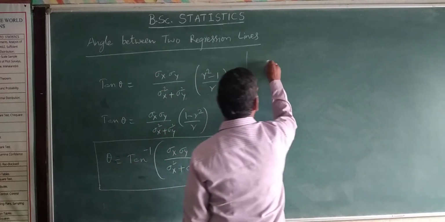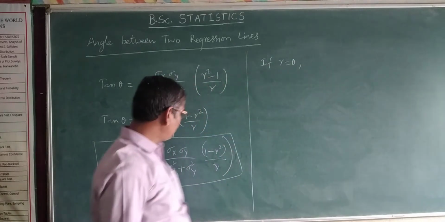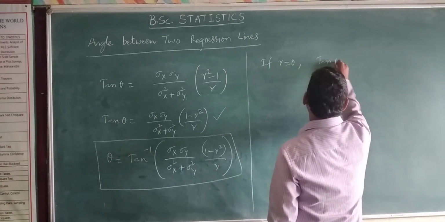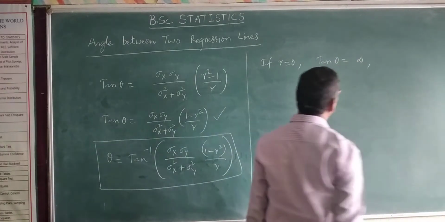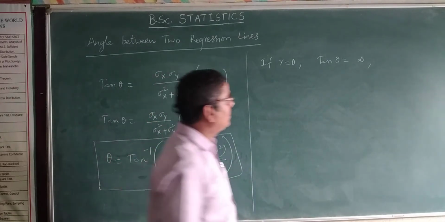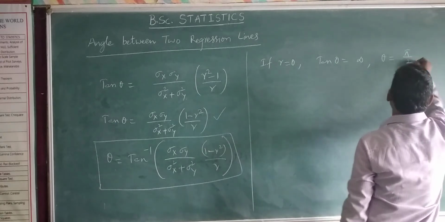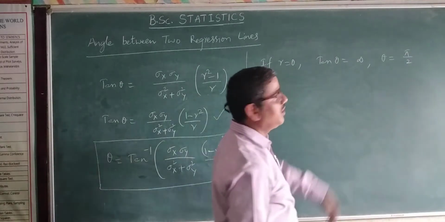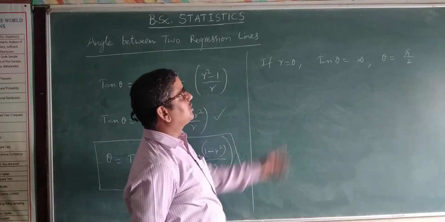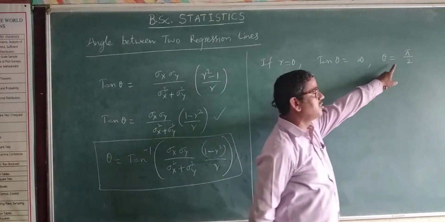If r is equal to 0, then, considering this formula, tan theta is equal to infinity. Of course, finally you have to get the value of theta. What will theta be? Theta is equivalent to pi by 2. So tan theta is infinity when theta is pi by 2. So if r is equal to 0, theta is equal to pi by 2.